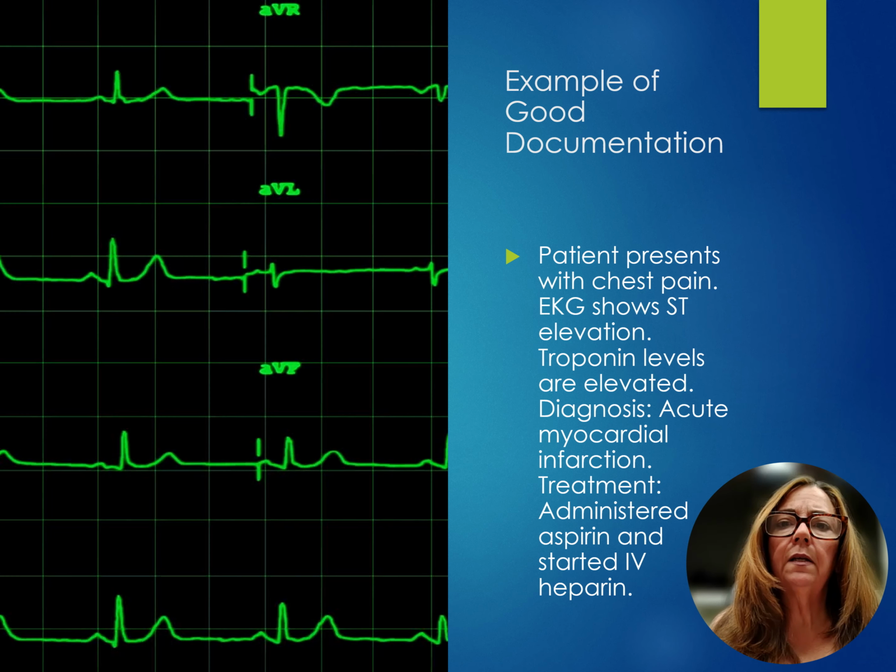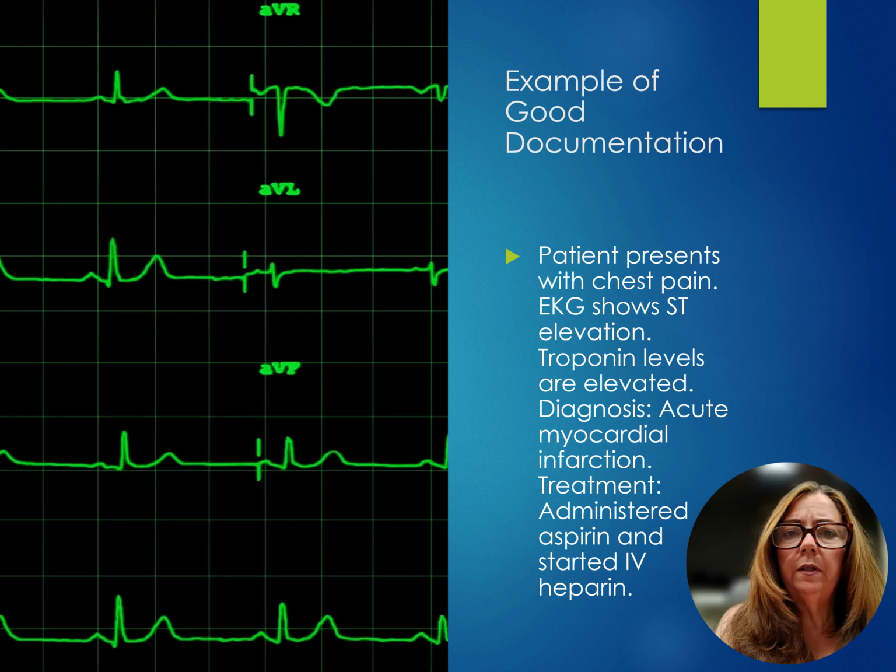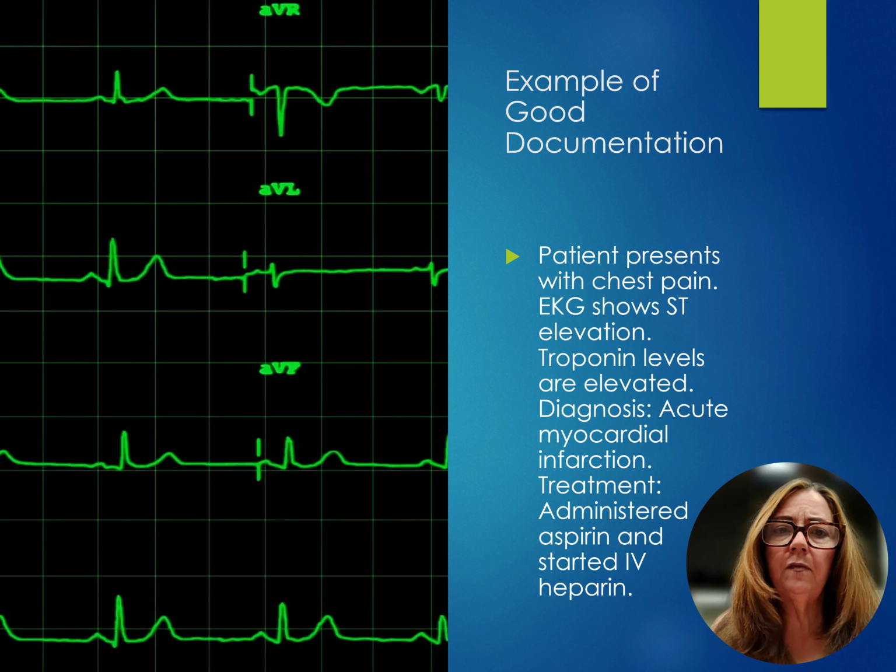By focusing on these key components, we can ensure that documentation is accurate, thorough, and clinically validated. This not only improves patient care, but also supports coding accuracy and compliance. So let's take a look at an example of good documentation. In this example, we'll illustrate how detailed and specific documentation can support clinical validation and improve patient care.